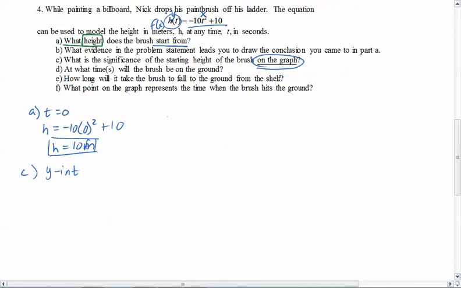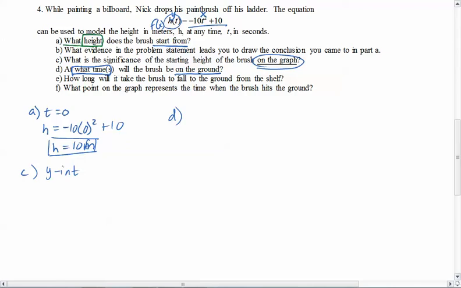Let's go on to letter D. At what times will the brush be on the ground? All right, so here it's asking me what time. What information is it giving me? On the ground. So looking for these key words, what time, on the ground. Since it's asking for time, my equation better still have a t in it, because that's what I'm going to solve for. That's what I'm going to find.